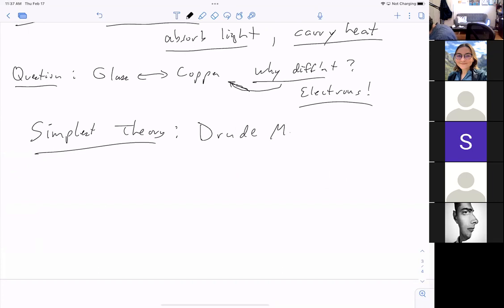And that was around 1900. And it's a very successful model. It works really well. It was actually very good for looking at high frequency properties of materials.